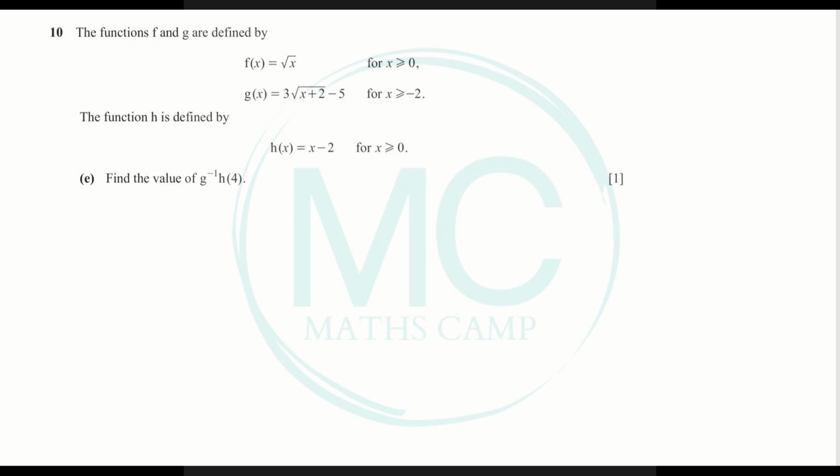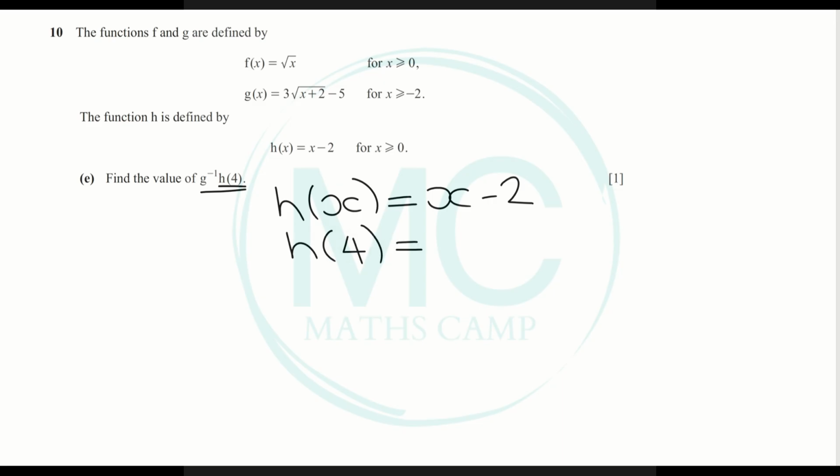Find the value of g to the negative 1 of h of 4. Here we have a composite function, and the best place to start in this case is let's find h of 4. The question tells us that h of x is equal to x minus 2. So I can say h of x is equal to x minus 2. For h of 4, we substitute 4 into x. 4 minus 2, which is equal to 2.